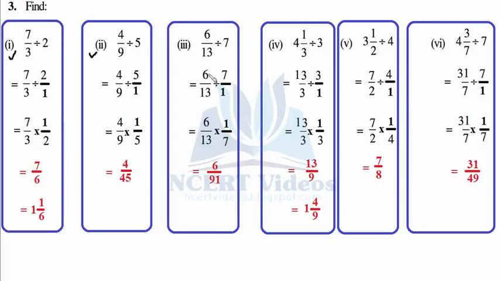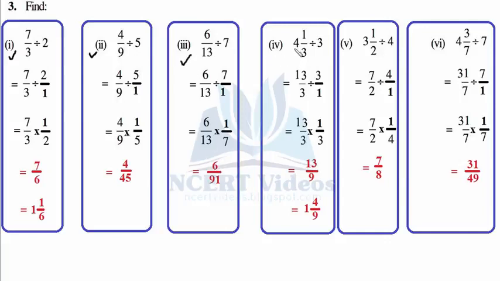6 over 13 as it is, placing 1 in the denominator of 7, and then 6 by 13, changing the sign to multiplication, and with changing the sign it flips. 6 ones are 6, 13 sevens are 91. It is again proper because the numerator is smaller than the denominator.